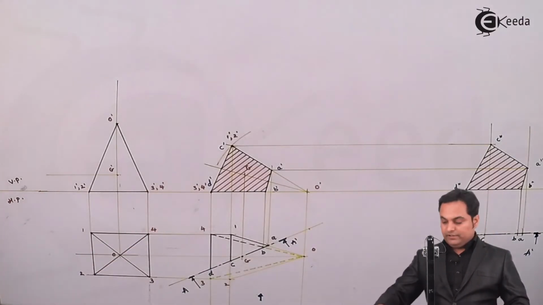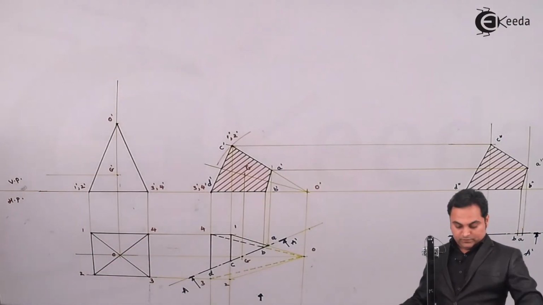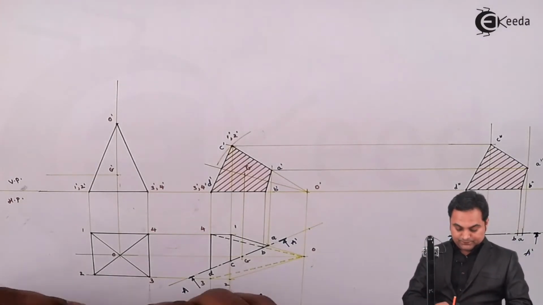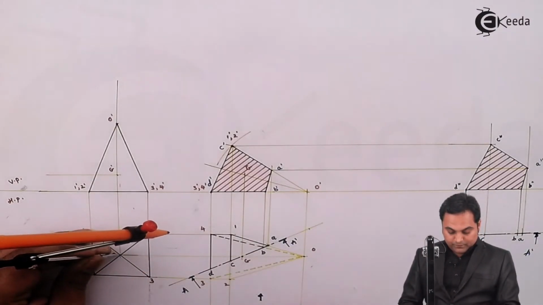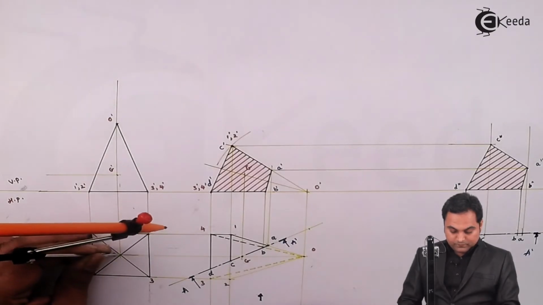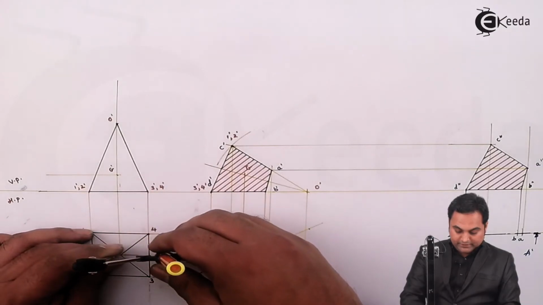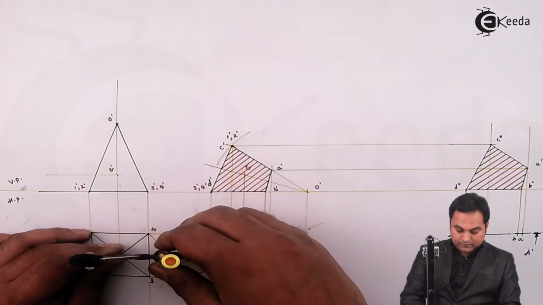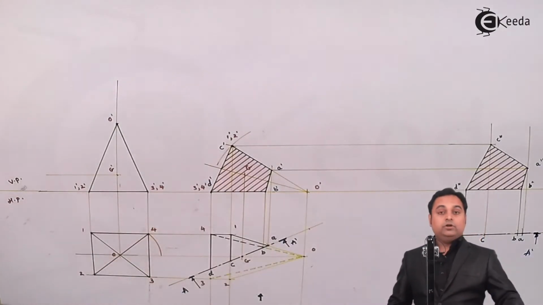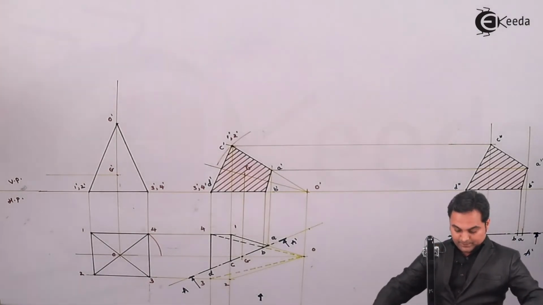Drawing a light horizontal line, then measuring the distance from point O up to point 4, and then drawing a light arc here. This method needs to be followed if we want the true length of the slant edge.